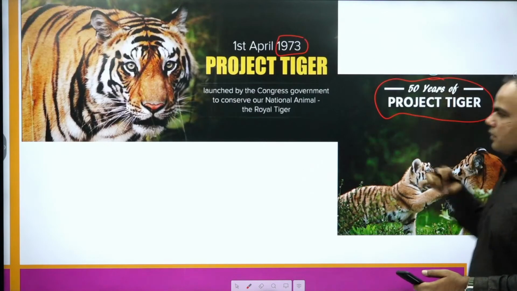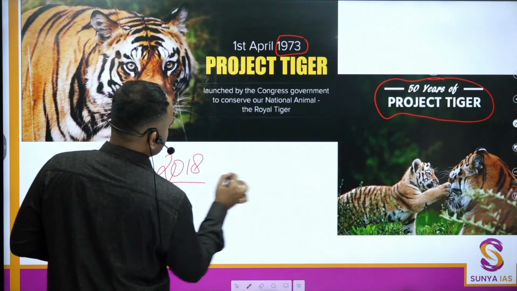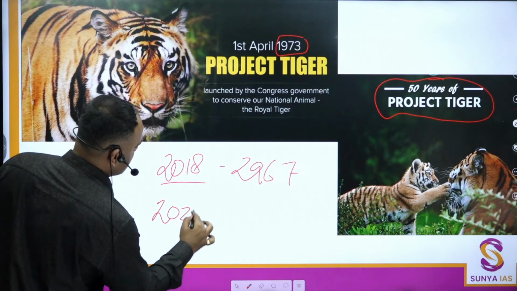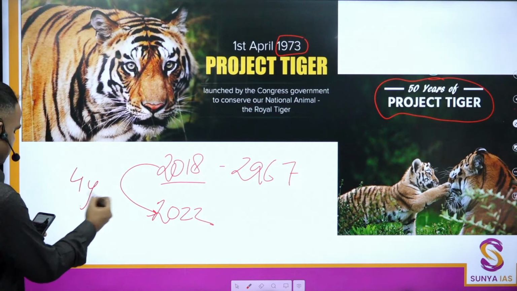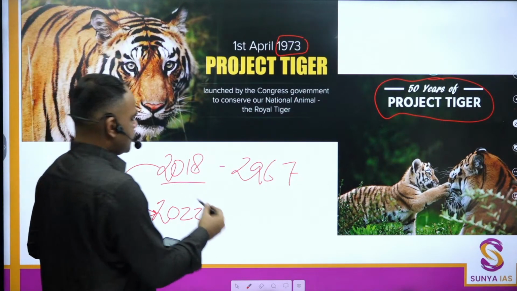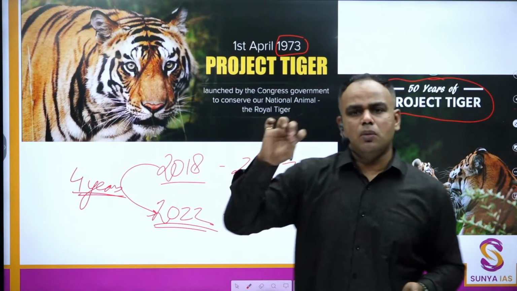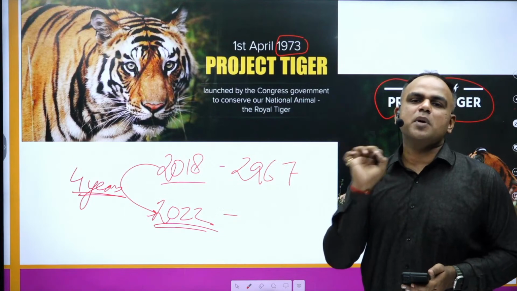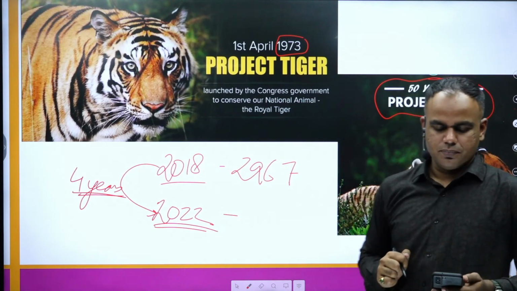And again, I think in the previous slide I've told you, in the 2018 tiger census, we had roughly 2967 tigers. But in the 2022 census, of course we know that this census happens after 4 years, so in 2022 this population has increased. Now, if you have been very alert, can you tell me how many tigers we have as per the 2022 census? How many tigers?